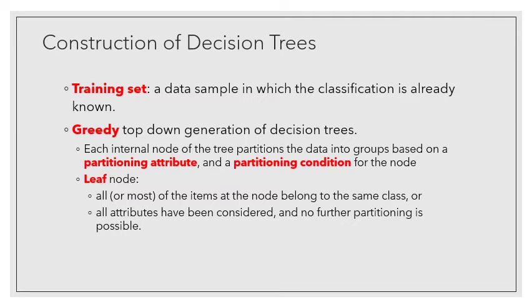Let's see the leaf node. At a leaf node, all or most of the items at the node belong to the same class, or all attributes have been considered and no further partitioning is possible. So this is how the tree is built from the root, creating children based on certain conditions, and in the end we reach a leaf, which is an end node, where we classify the particular item, or we can't classify it further because further partitioning is not possible.